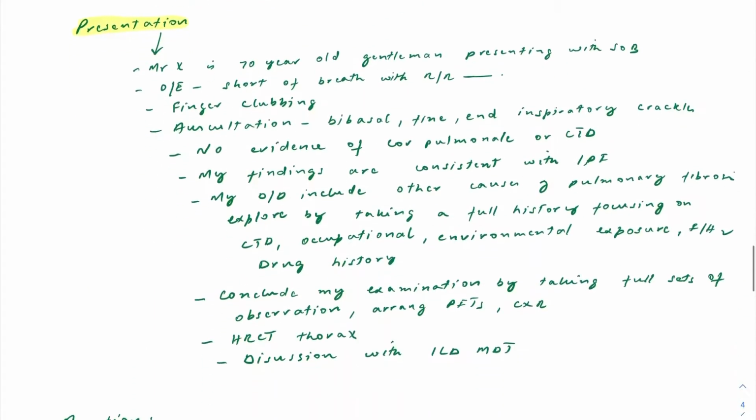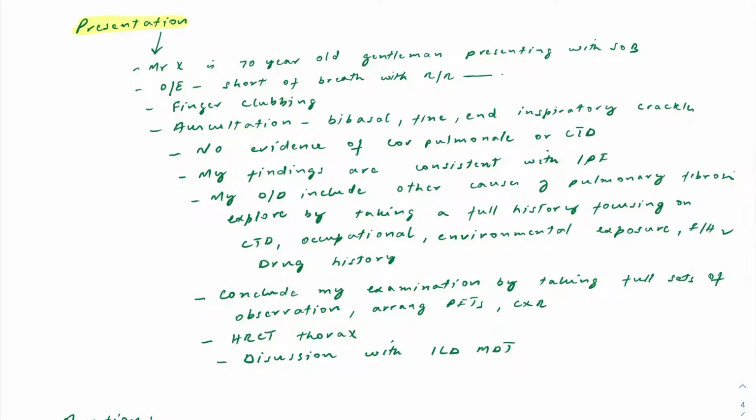So in the presentation, we'll start by the name of the patient, if you know it. If you don't know the name, still it is fine. You can say this 70-year-old gentleman presenting with SOB. On examination, he's short of breath with a respiratory rate. You count the respiratory rate, just tell them.